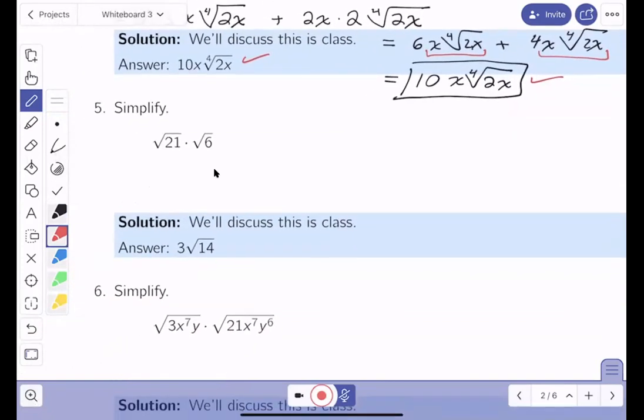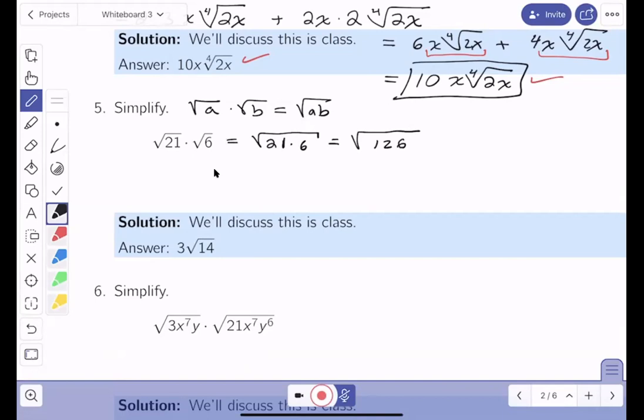And in number 5, I want to point out we're using a simple rule. The radical A times radical B, these are square roots, is the radical of A times B. I'll write that down for you. It's going to be 21 times 6. Right, let me put this over here for you. 21 times 6 is going to be, let's see, 126, right?